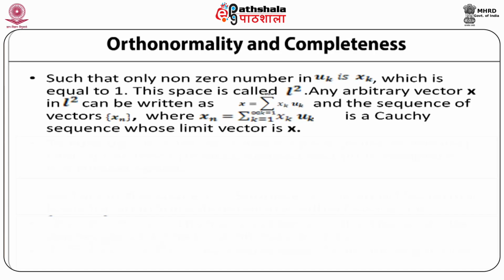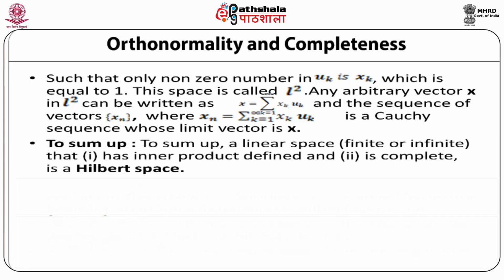So what this means is that if we have a sequence of vectors xn defined as above, such that we can also define another arbitrary vector x in the same space, that is the L square space, as defined above, then the arbitrary vector x is said to be the limit vector of the Cauchy sequence, that is the vectors xn.